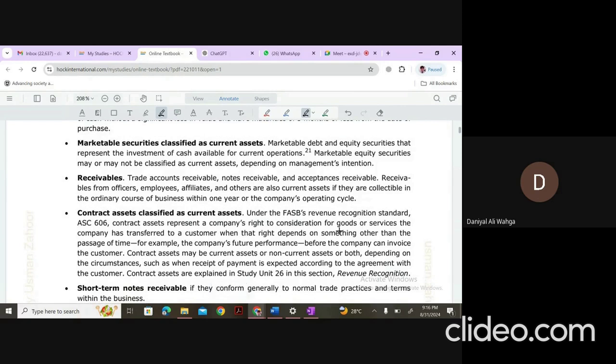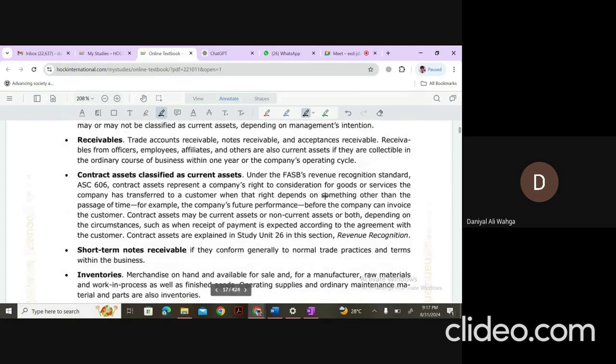Assets are classified as current assets. Under the FASB revenue recognition standard ASC 606, contract assets represent the company's right to consideration for goods and services the company has transferred to a customer when the right depends on something other than the passage of time, for example, the company's future performance before the company can invoice the customer. Contract assets may be current assets or non-current assets or both. If we are creating a particular asset for our customer, the amount we have invested in that asset is basically a contract asset. That can be a warehouse, a railroad, or a bridge which we are constructing for that particular customer.